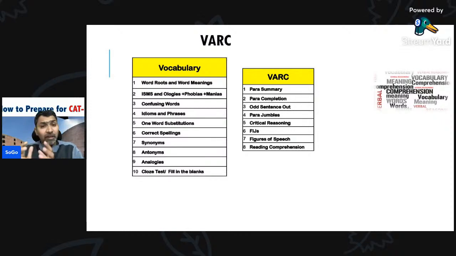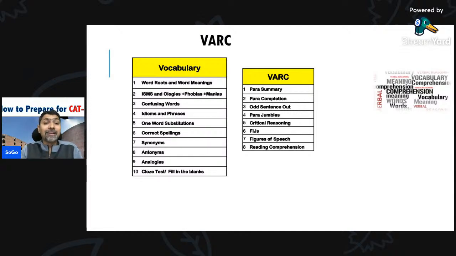Odd sentence out directly was no question in CAT 22. Para jumbles, critical reasoning, FIJ, figures of speech, not seen this, but yes, for SNAP and IFT you need to do this vocabulary thing. You need to do it for SNAP, for IFT, and for XAT. You need a lot of good command on this. And then finally comes the topic called reading comprehension.